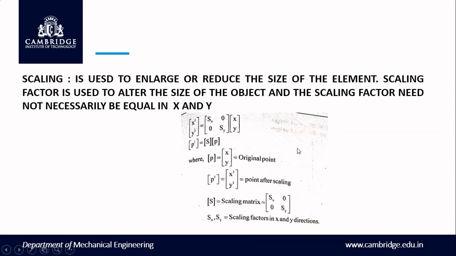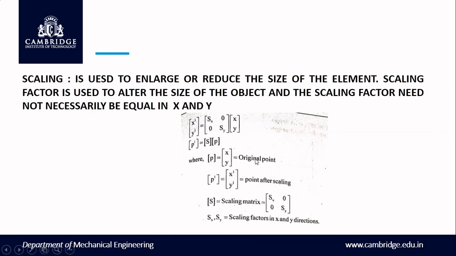For example, a cube of 2 by 2 can be increased, the size of the cube may become 4 by 4, 6 by 6, 8 by 8 or something like that, or it can be reduced to 1 by 1 like that. Okay, this is called a scaling matrix.